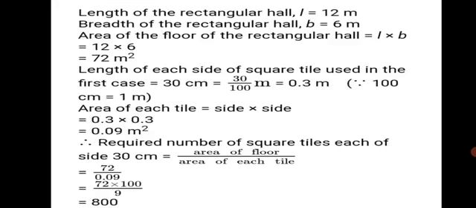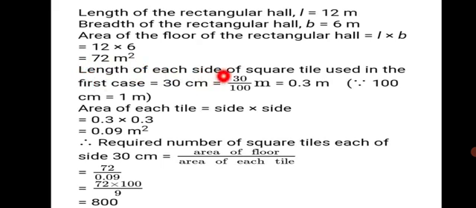Length of the rectangular hall is given and breadth is also given. So we can find the area of the floor of the rectangular hall, which is equal to length into breadth, is equal to 12 into 6, 72 meters square. Now we got the area of the floor.